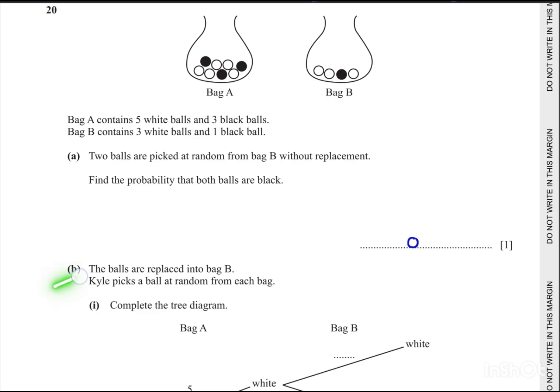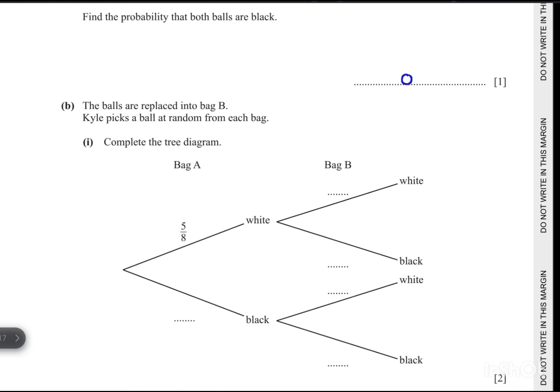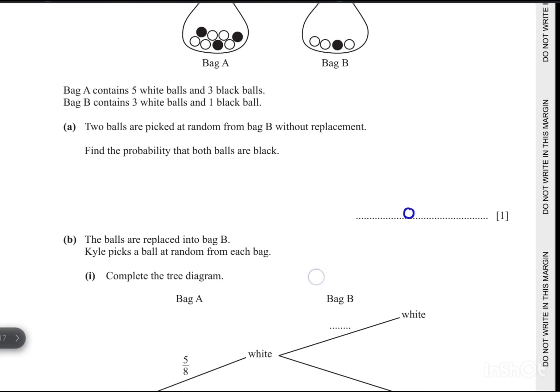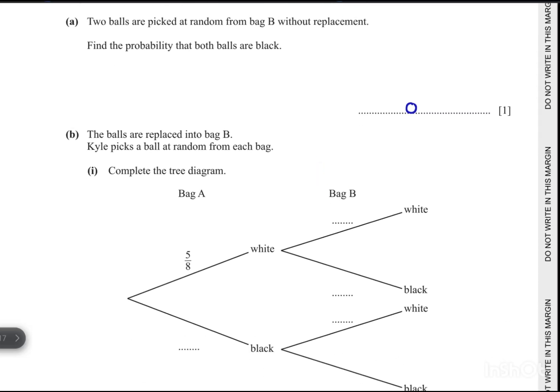Question number B. The balls are replaced into bag B. Kyle picks a ball at random from each bag. Complete the tree diagram. There is a tree diagram given. We need to complete it for question B. So here bag A, bag B. First is bag A and next is bag B. Bag A is white ball. The probability is 5 by 8 because we have 5 white balls and 3 black balls. So 5 out of 8 will be the probability of white, and for black it will be 3 out of 8. 3 out of 8.